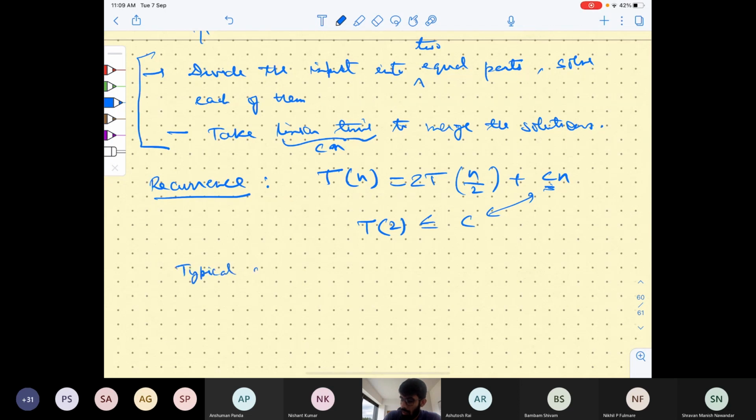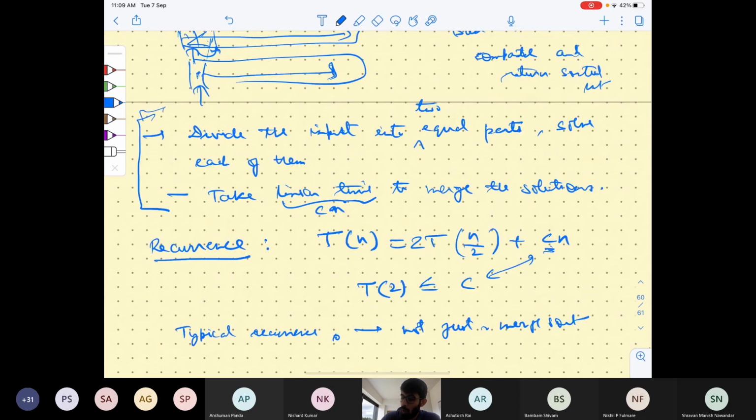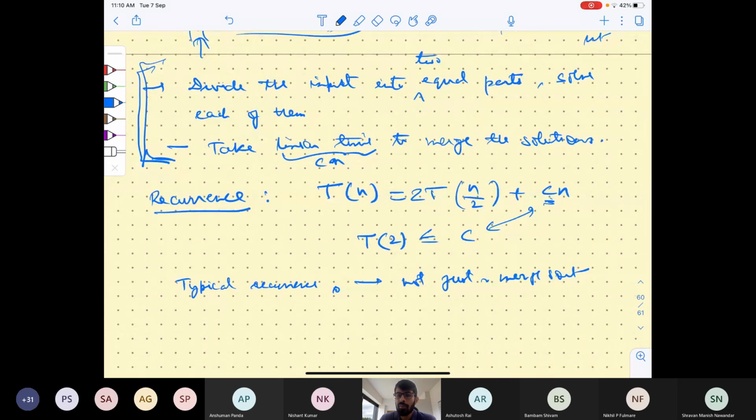And not just merge sort, but any algorithm that will follow this paradigm, that divides the input into two equal parts, then basically solves the parts recursively and then combines them in linear time, is going to have the same recurrence, right?